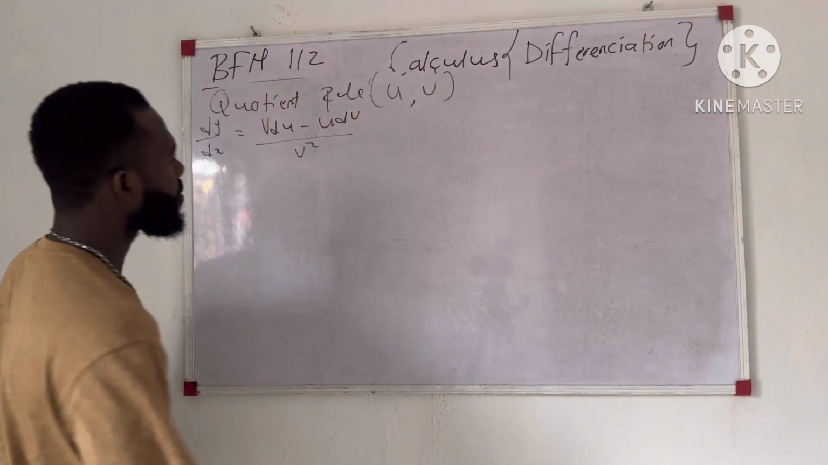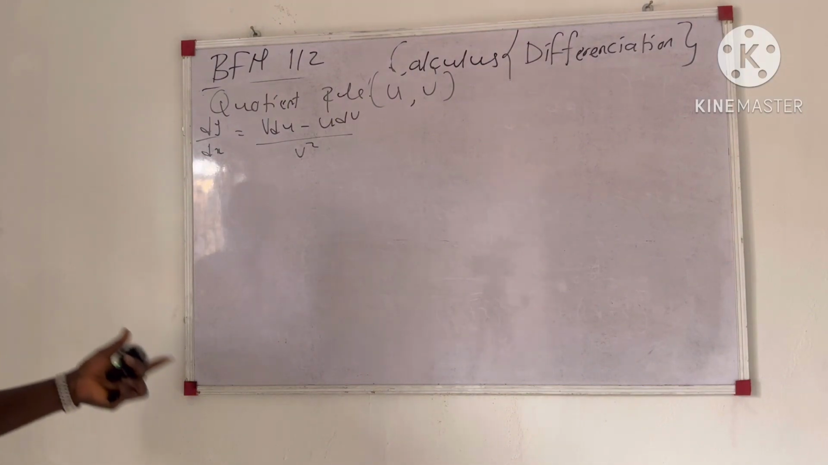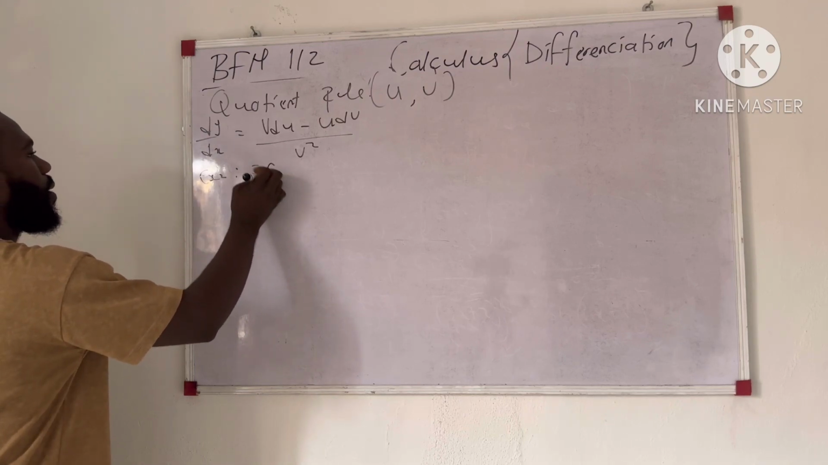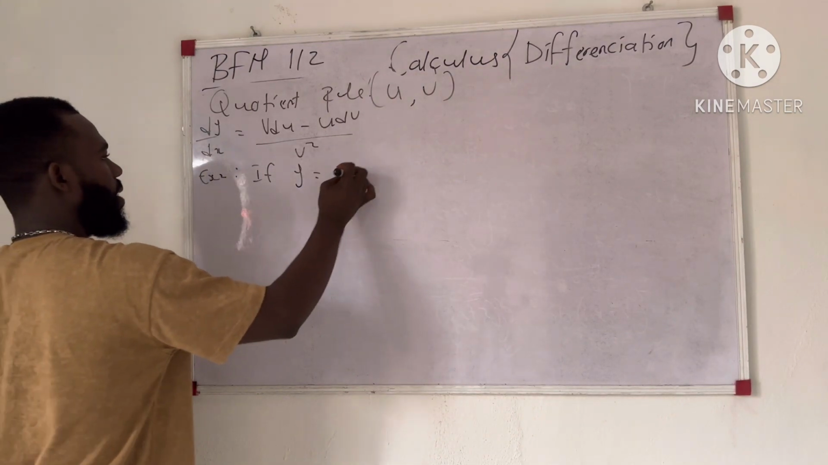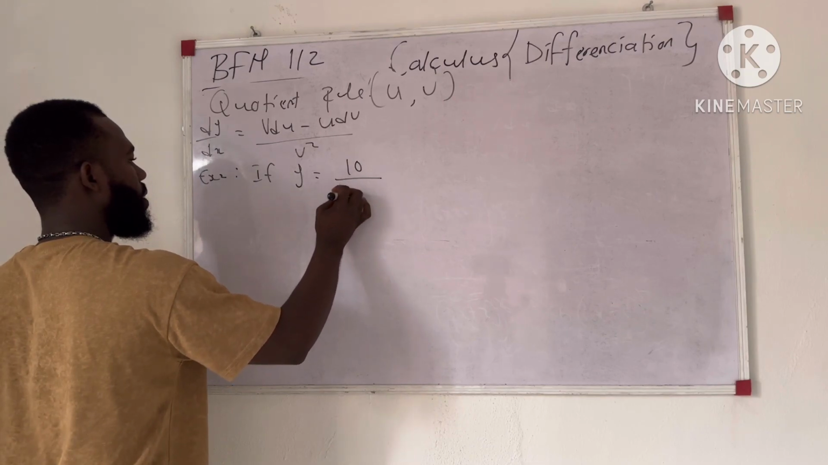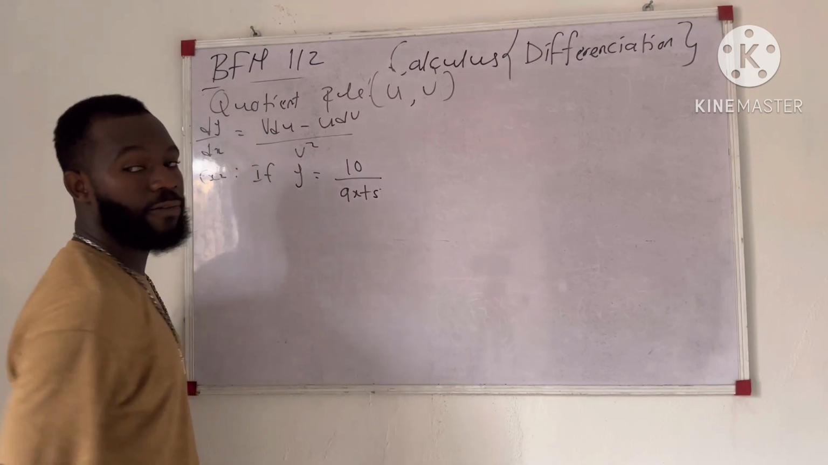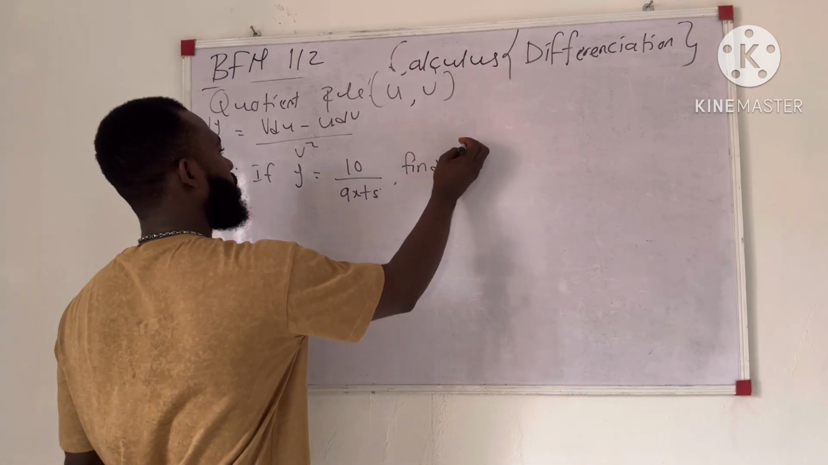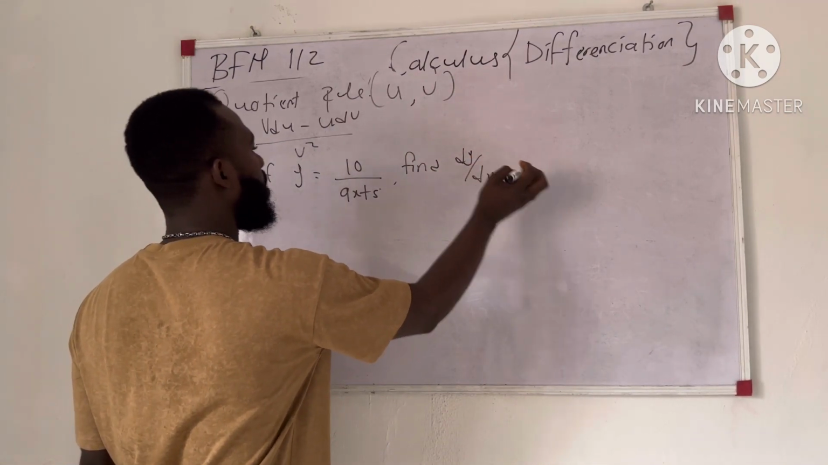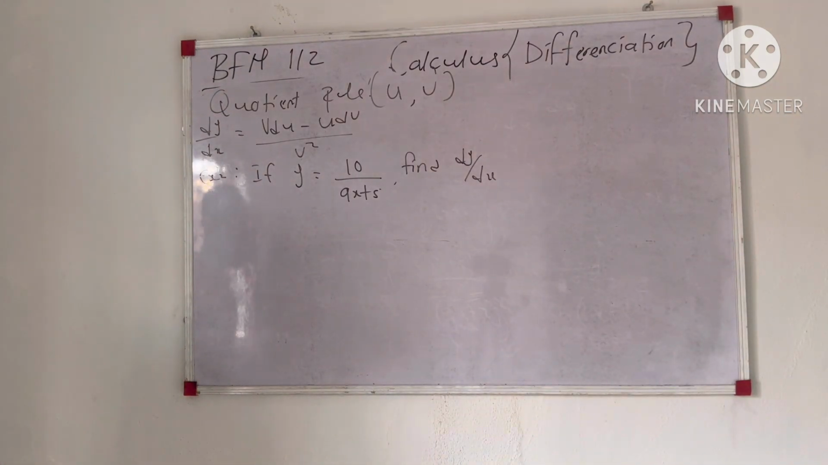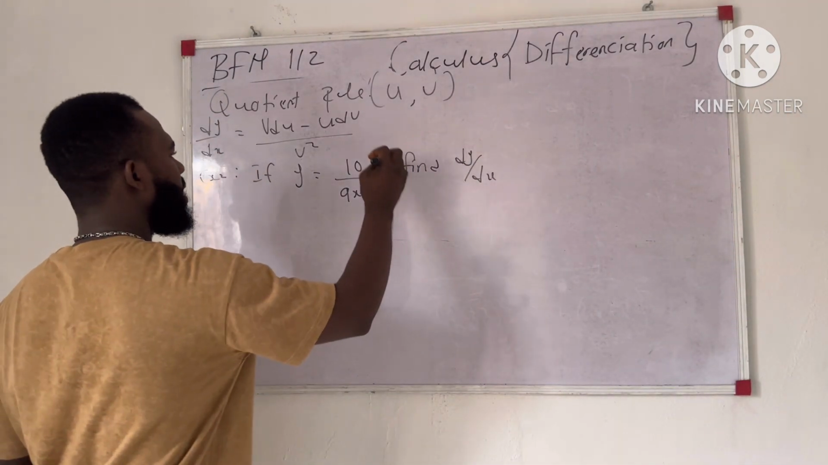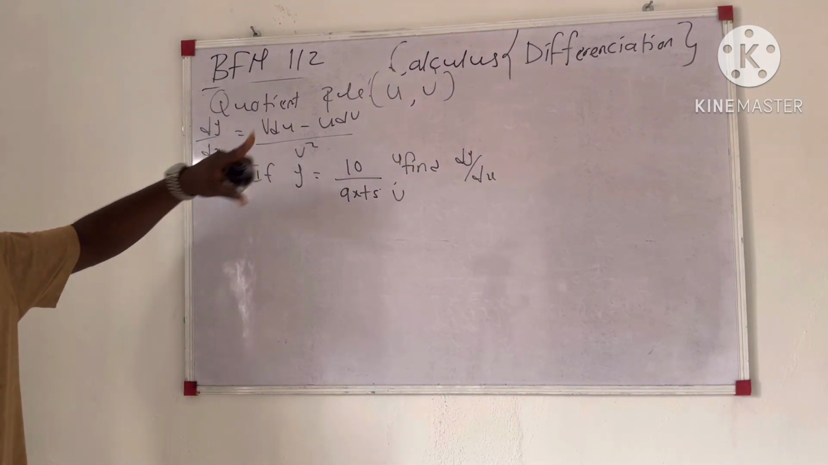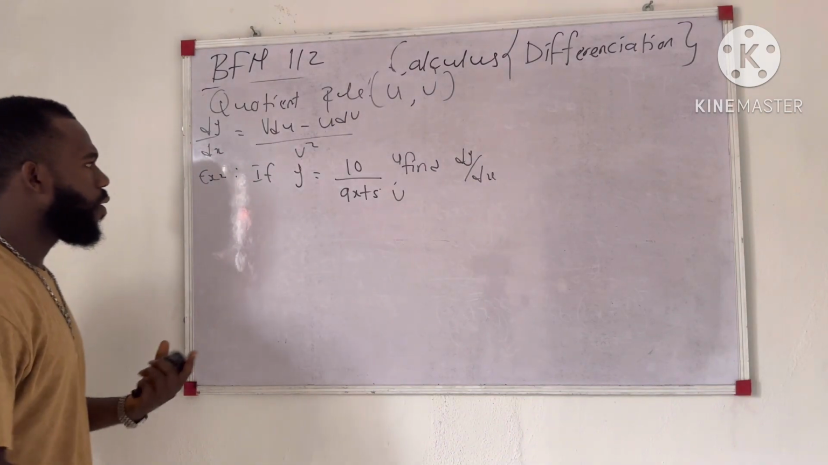Alright. Okay, question 2 says if y is equal to 10 over 9x plus 5, find dy over dx. Aha! Again, 10 is my u, 9x plus 5 is my v. Applying the formula which says v du minus u dv over v squared, we're going to have this.